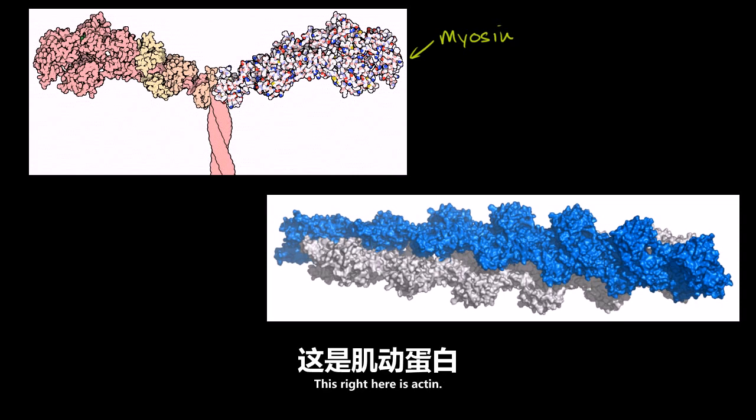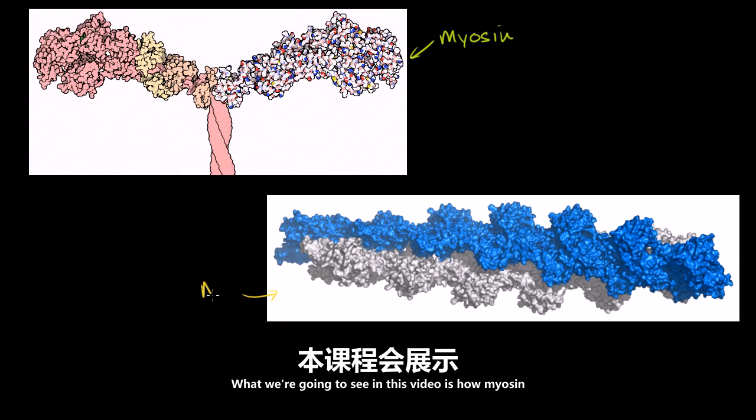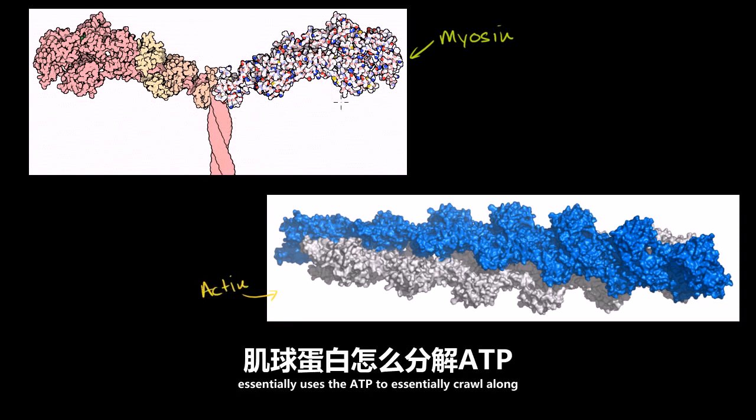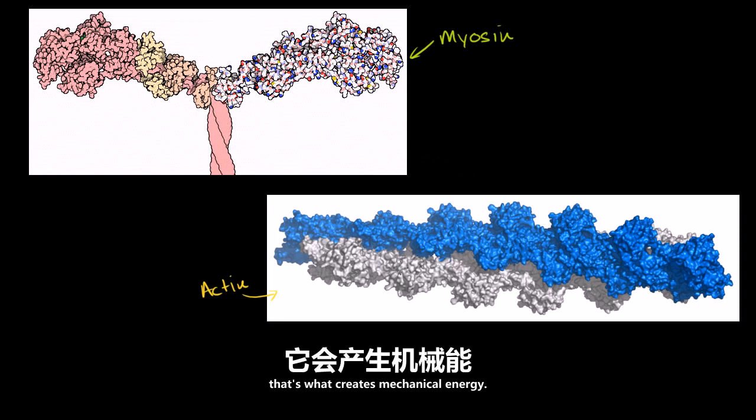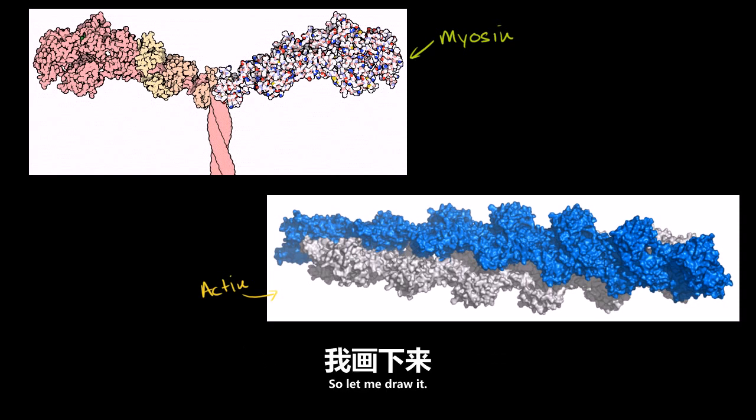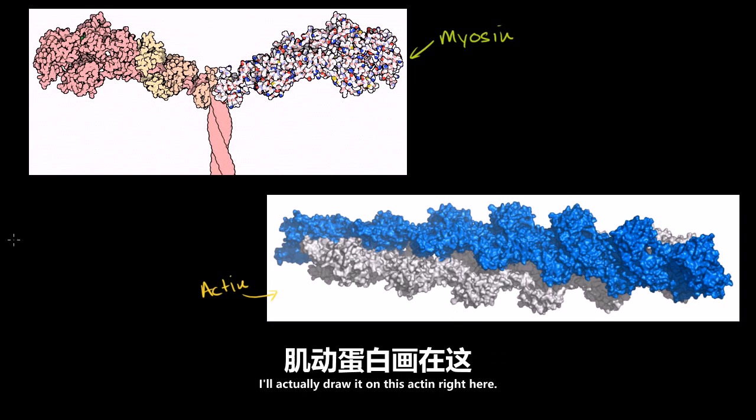This right here is actin. What we're going to see in this video is how myosin essentially uses the ATP to crawl along. You can almost view it as an actin rope. And that's what creates mechanical energy. So let me draw it. I'll actually draw it on this actin right here.